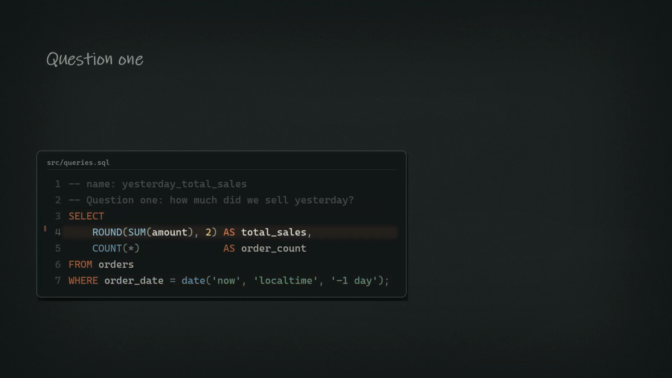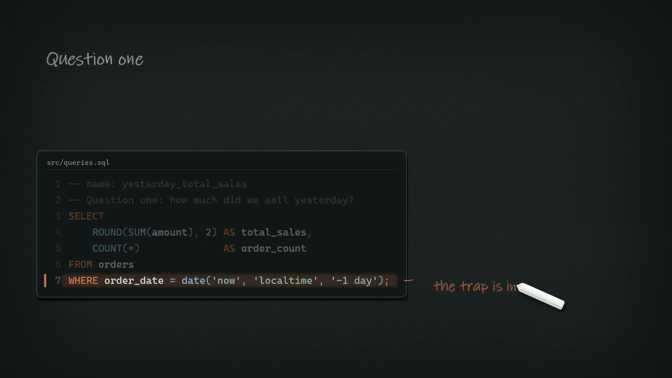Round of sum of amount gives you the total. Count star gives you how many orders that came from. And then look at the where clause, because there is a trap in it that costs people a month. Date of now, local time, -1 day. If you leave out that local time, SQLite gives you the date in UTC. India is 5.5 hours ahead of UTC.